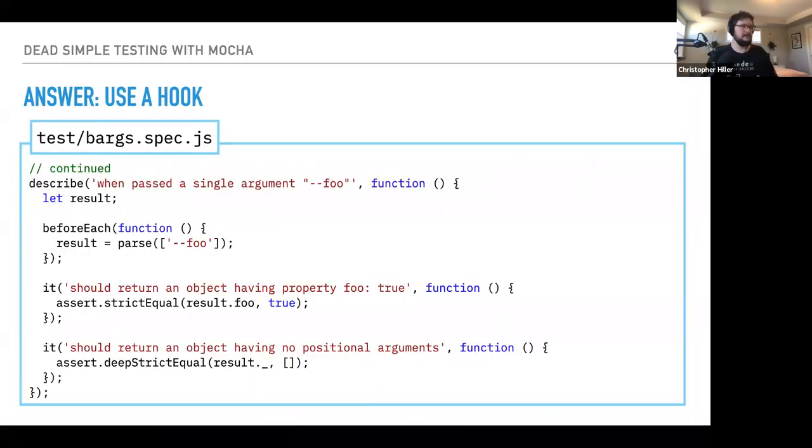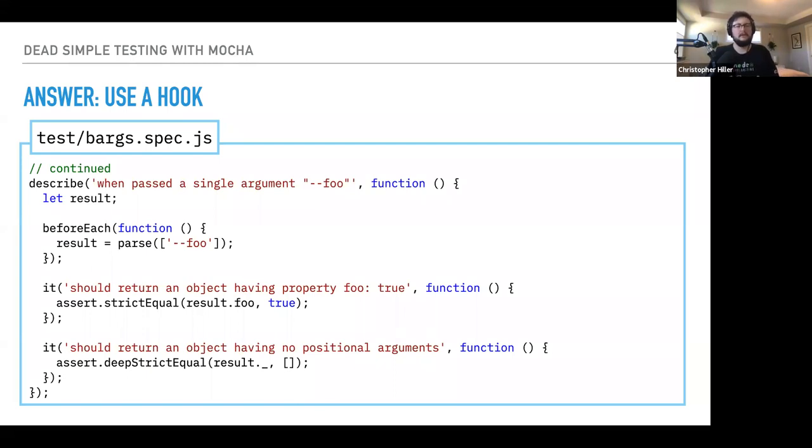Okay, so I need to kind of wrap this up. This is what I would come up with to refactor this suite to use hooks. In the suite body, I want to declare a variable. I call it result. You can call it whatever you want, but I don't define it. In beforeEach, I will define the variable, and the variable is the return value of passing --foo to parse. We can use function scope here, and because beforeEach runs before those two tests, result will be defined by the time we enter them.